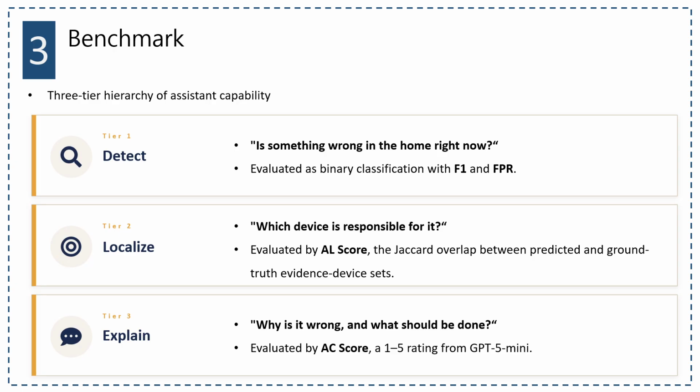Tier 3 is explain. Why is it wrong and what should be done? Measured by the AC score, a 1 to 5 rating from GPT-5 Mini, judging how well the model's rationale matches the human annotated explanation. The point of this hierarchy is that only a model clearing all three tiers can actually help a user fix a problem.